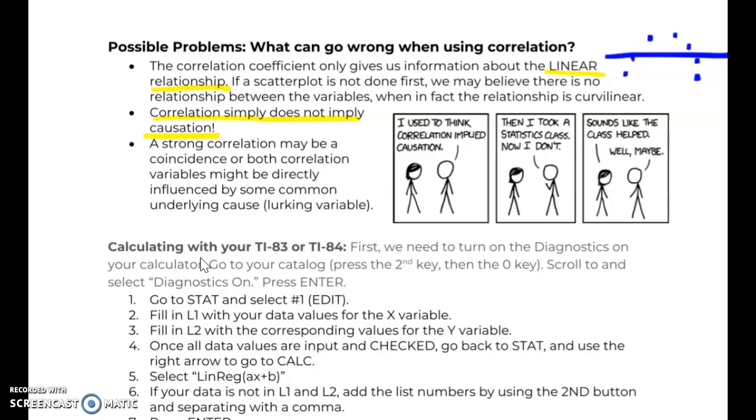In order to show causation, we have to use a very carefully designed experiment that makes sure that we control for any other variables over here. So a strong correlation may be coincidence, or both variables may be directly influenced by some common underlying cause, such as a lurking or a confounding variable. So again, just because the correlation is strong doesn't mean that one causes the other one. There could be some other underlying cause.